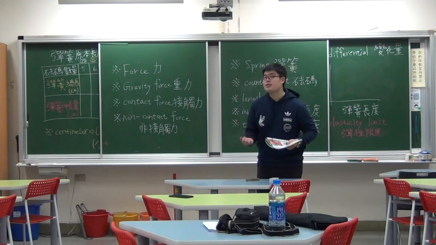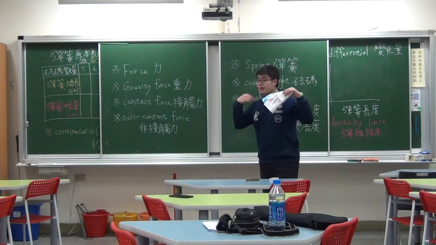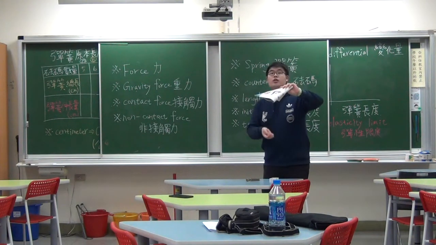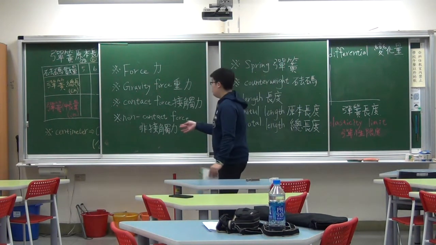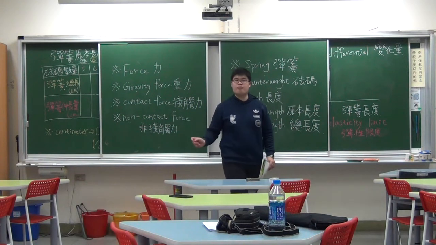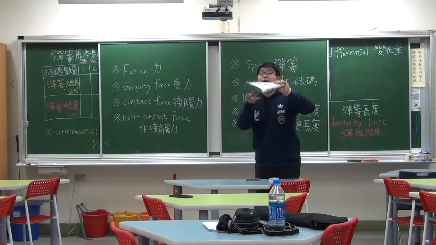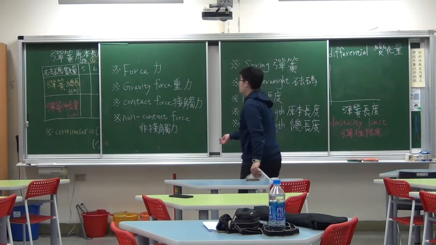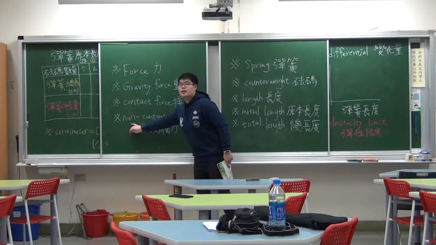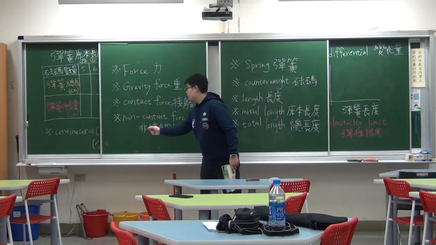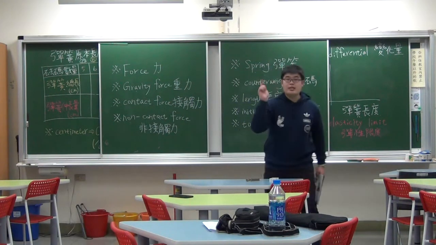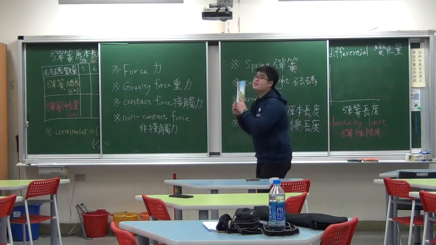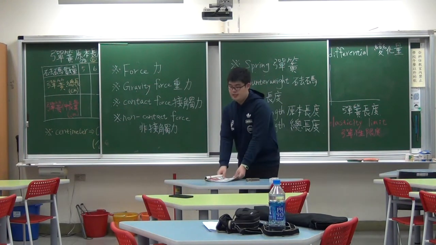So what is non-contact force? Now here, look at me, Nancy. Here we have two magnets. Between the two magnets, we have a non-contact force. These two magnets have conflict, so it means they don't have contact but have force. So it is non-contact force. Understand? Excellent.